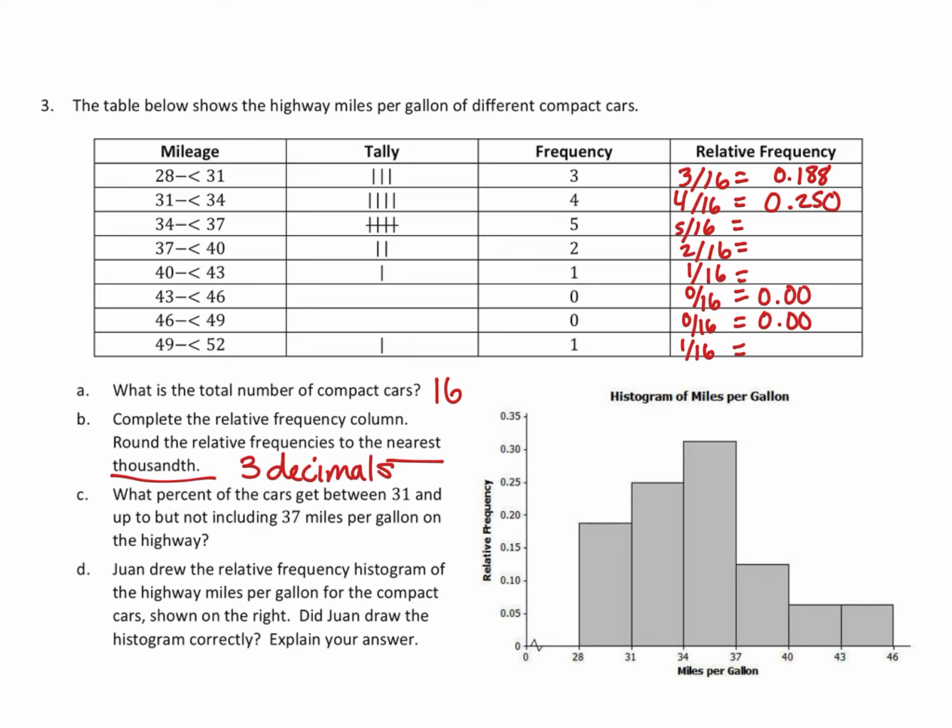5 divided by 16 is 0.3125, but the 2 is rounded up to a 3. 2 out of 16 is 0.125, and 1 out of 16 is 0.0625. The 5 rounds it up to a 3.